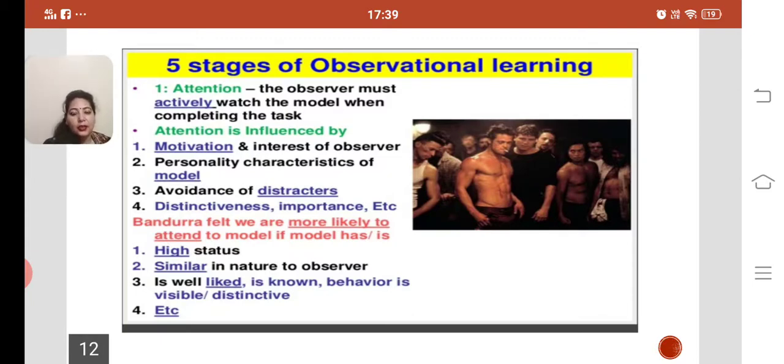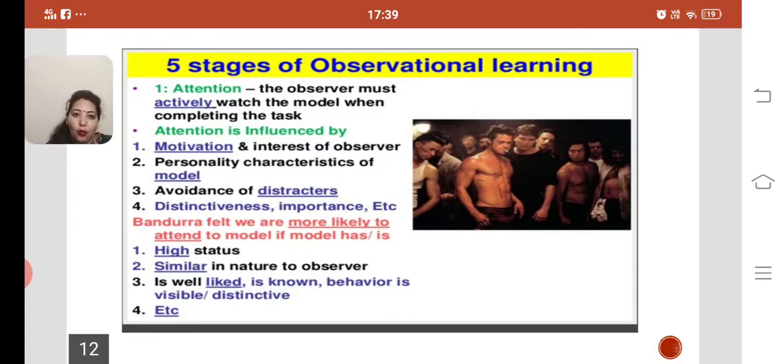Secondly, personality characteristics of the model. The model whose personality characteristics influence you very much, you start observing that person. Like nowadays, most of the students make models of heroes and heroines. They copy all their characteristics, their makeups, their fashions, their trends. In the same way, sports persons are also copied nowadays.